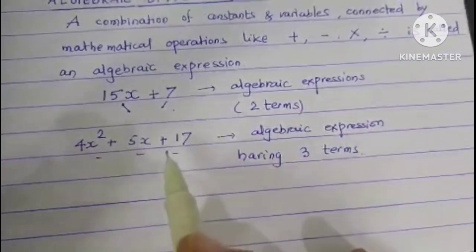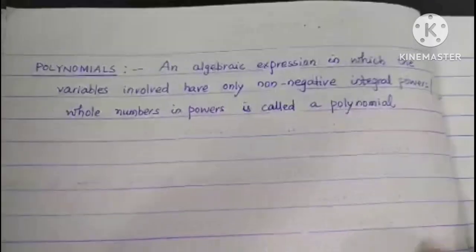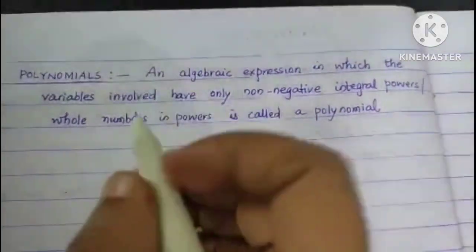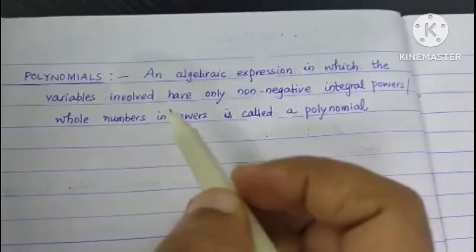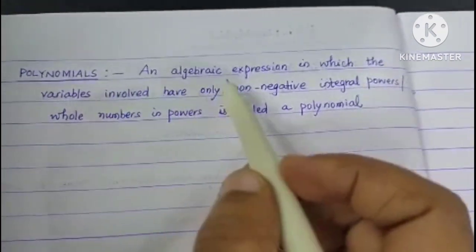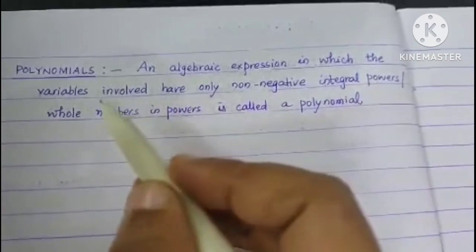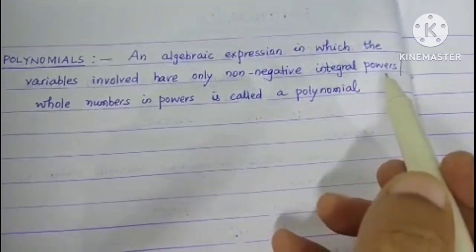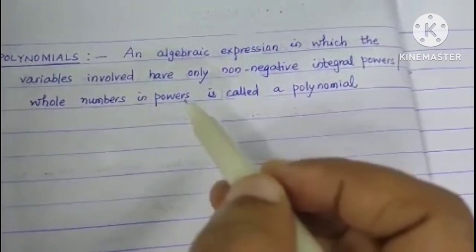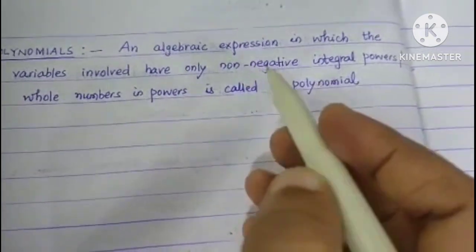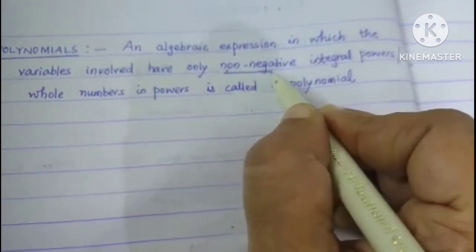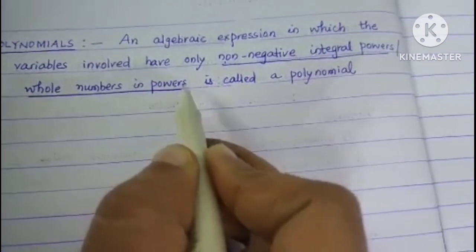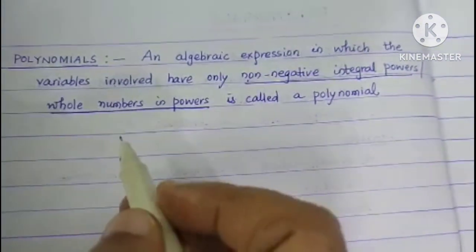Okay, let's move forward. Now let us understand what are polynomials. Its definition will be like this: an algebraic expression in which the variables involved have only non-negative integral powers, or whole numbers in powers, is called a polynomial. Non-negative integral powers or whole numbers in powers, both are the same thing. So we will understand this.